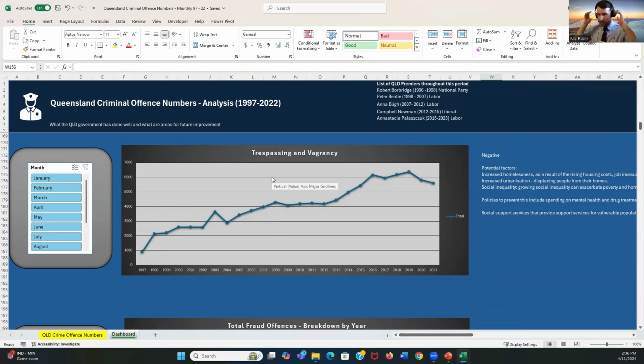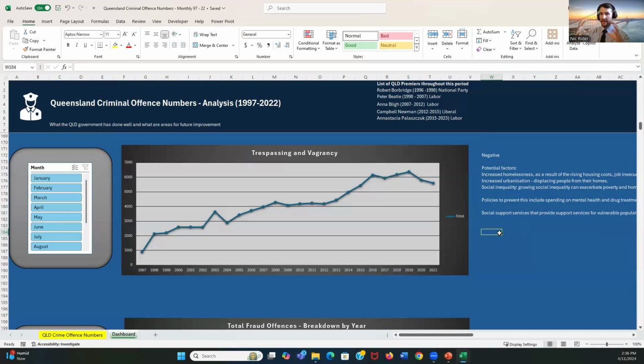The wealth gap increases again, with rising social inequality. Rising housing costs could have contributed to this. It could be job insecurity. It could be increased urbanisation, displacing people from their homes.